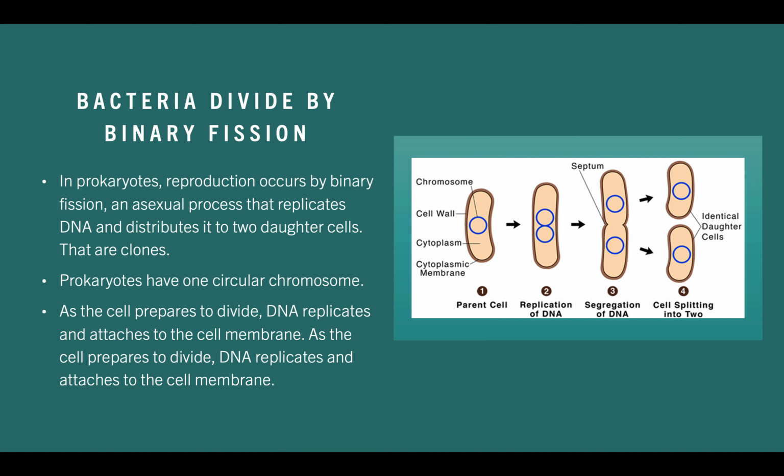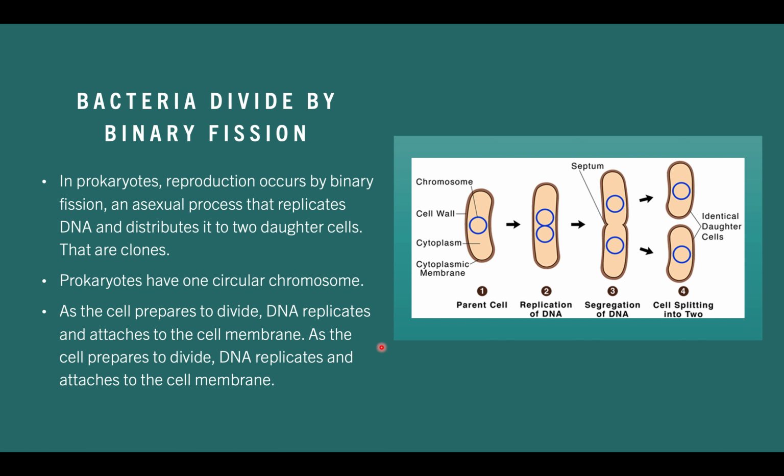Okay, so let's talk about asexual reproduction through the process of mitosis. Some bacteria actually divide by binary fission. In prokaryotes, which are those simple-celled organisms we've discussed, reproduction occurs by what we call binary fission, which is an asexual process that replicates DNA and distributes it to 2 daughter cells. And these, like I said in the previous slide, are clones of the original parent cell.